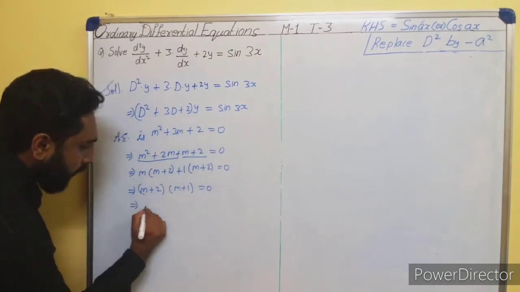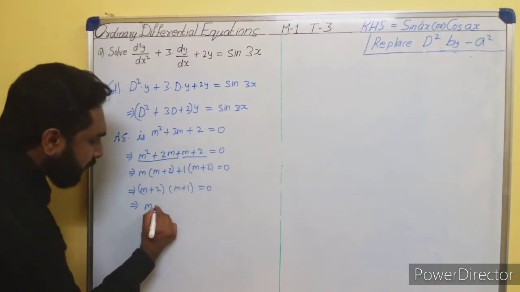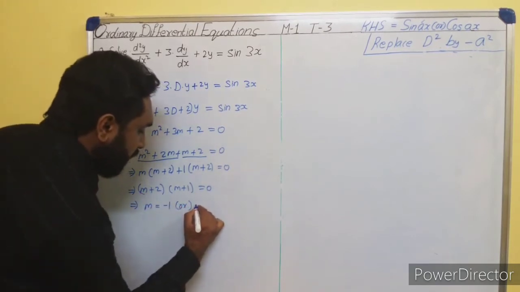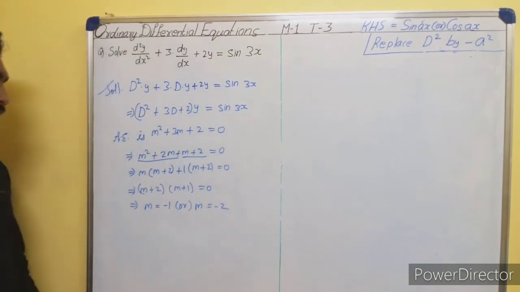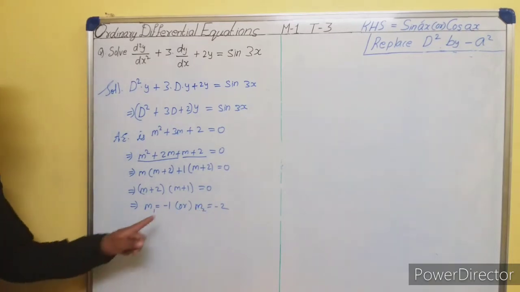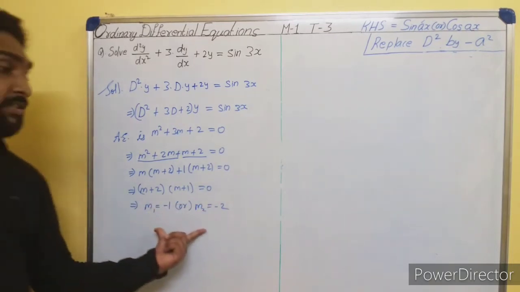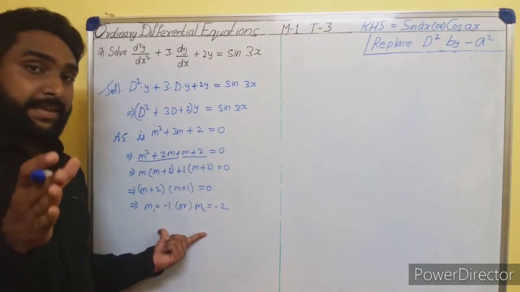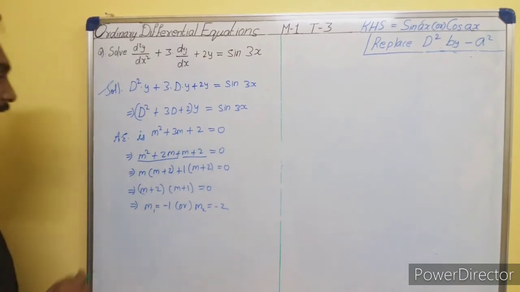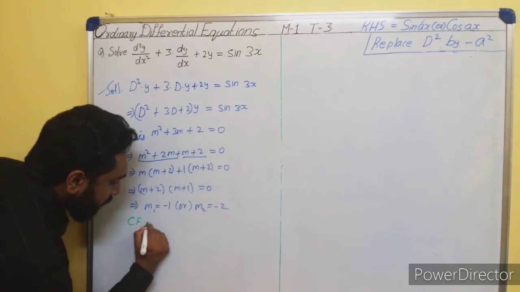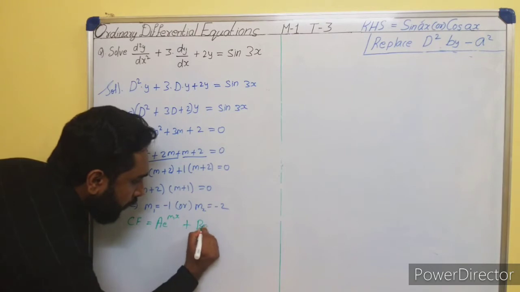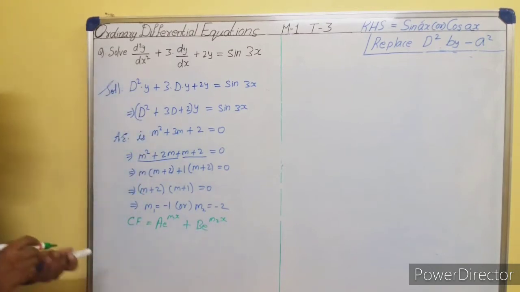That implies m plus 1 equal to 0, that means m equal to minus 1. Or m plus 2 equal to 0, that means m equal to minus 2. So we got the two roots of the equation, that is m1 and m2, that is minus 1 and minus 2. So these roots are real numbers, but they are not the same. In that case, we do have the formula when roots are real and different. We have to use complementary function is equal to a e to the power m1x plus b e to the power m2x.